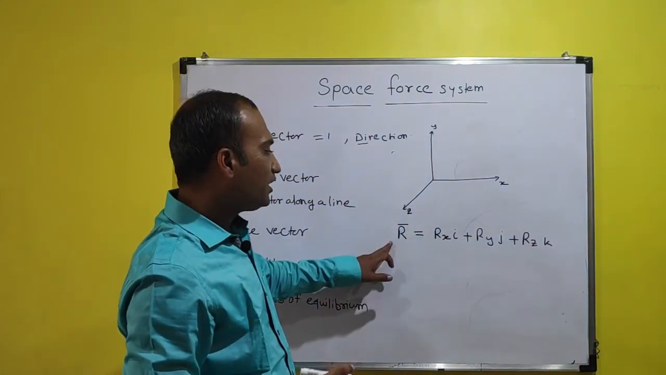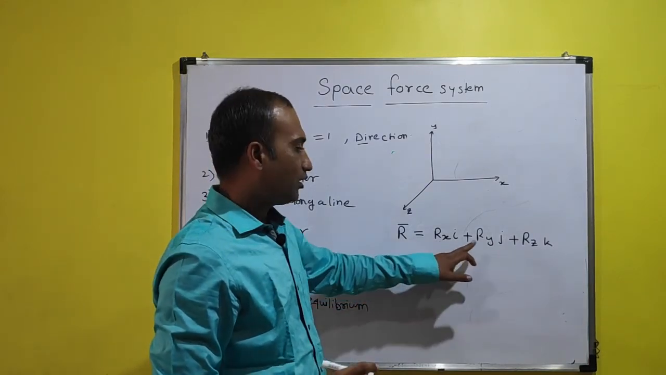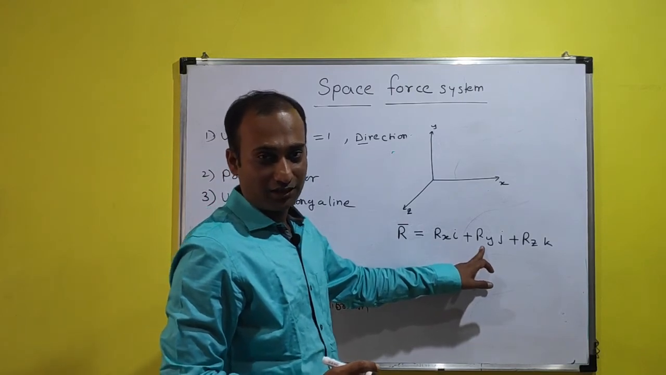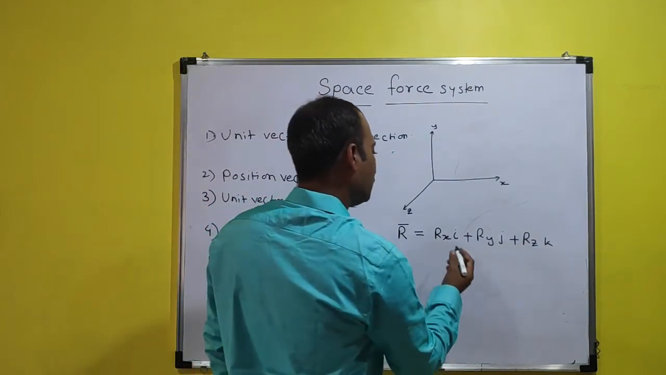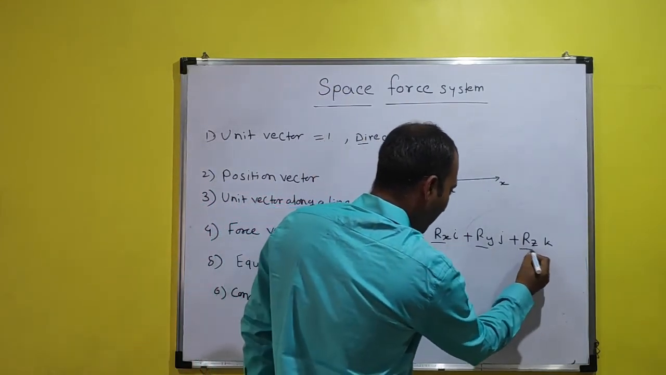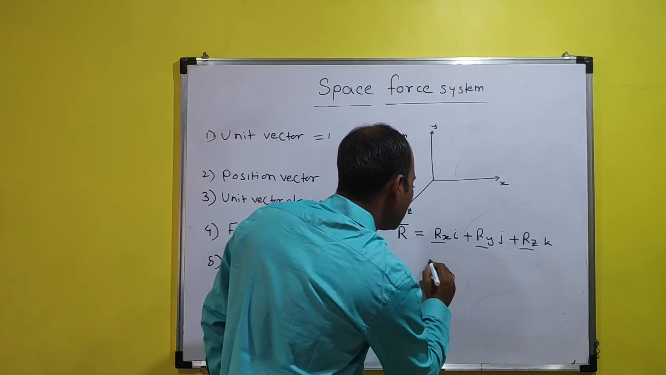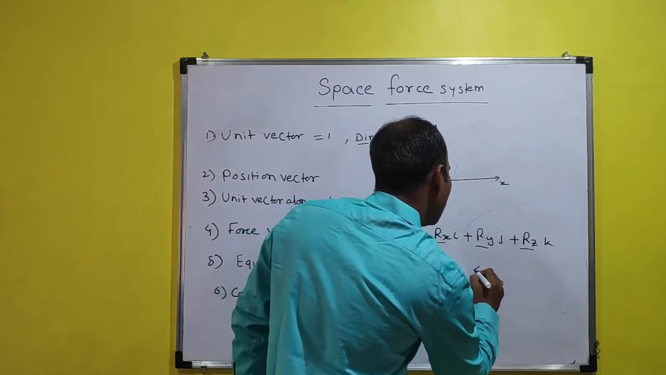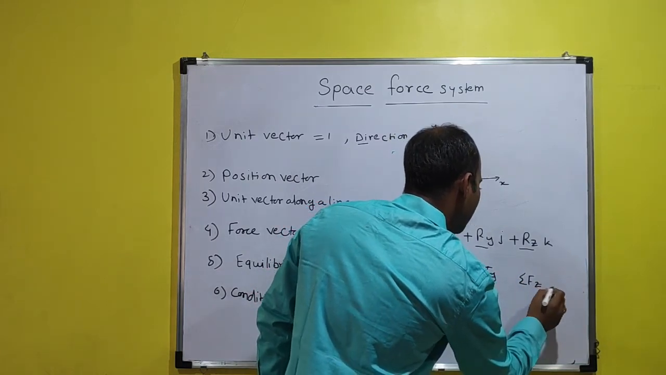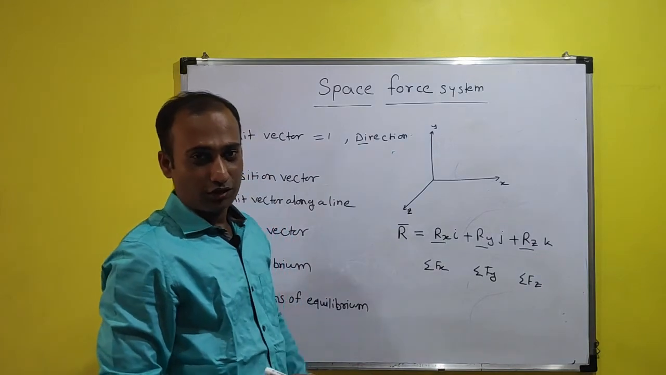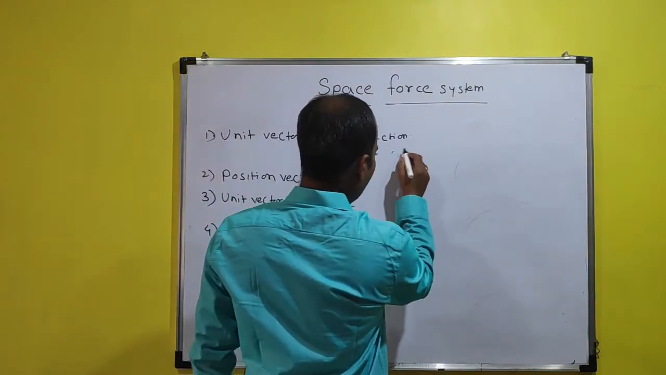So this resultant is zero, meaning the component of the resultant in the x direction, in the y direction, and in the z direction are zero. Here, what is meant by Rx, Ry and Rz? These are the resultants in each direction. Rx means summation of Fx, Ry is summation of Fy, and Rz is summation of Fz. Now we'll see the conditions of equilibrium, how the equilibrium will be in space.